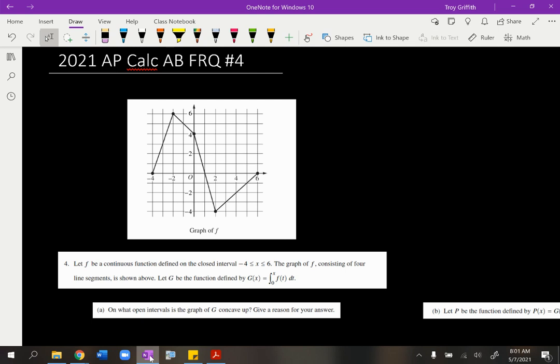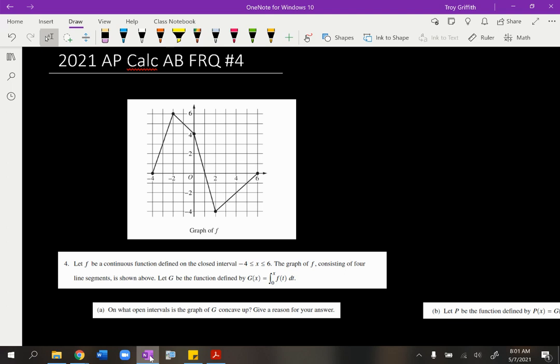All right, so here we're going to look at 2021 AP Calc AB FRQ number 4. This is a very consistent problem. The type of problem here, if you look at pretty much any past AP test, you can guarantee there's going to be one problem on the FRQ that's like this.